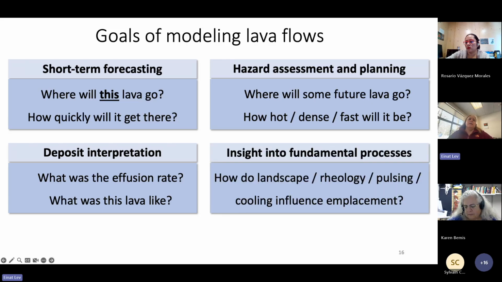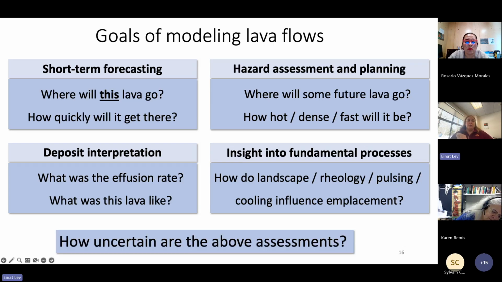And then there's modeling of lava flows with trying to understand fundamental processes. So how do landscape or rheology or pulsing or time dependence of effusion, how is the cooling processes, how all these kind of physical processes influence lava flows. So these go back into physics where perhaps a researcher would span a parameter space of some properties or some conditions to get an intuition into how these processes affect lava flows in general.